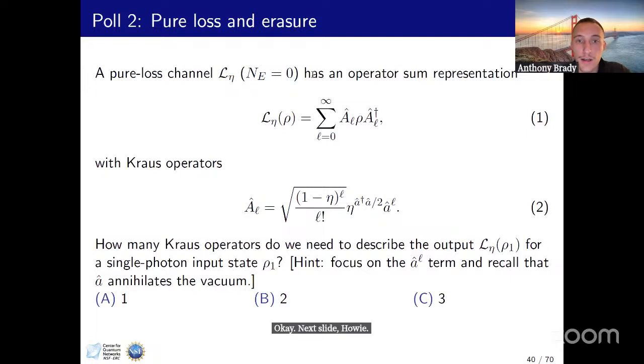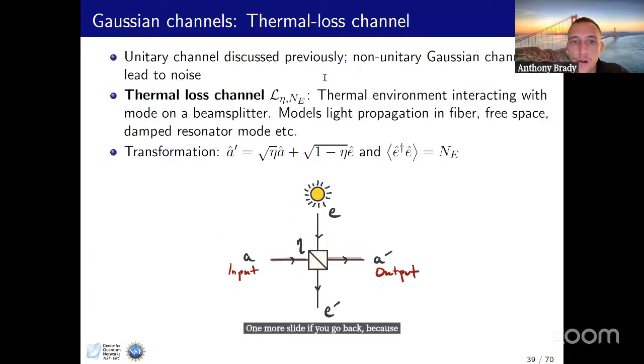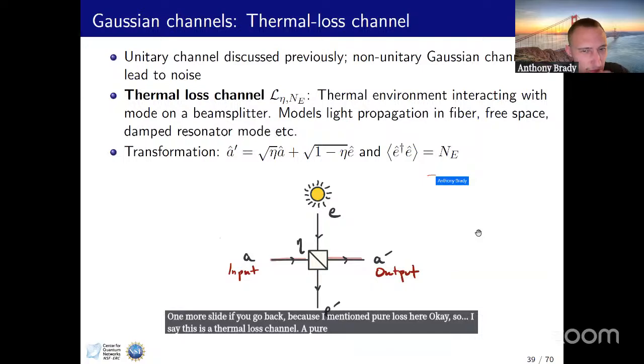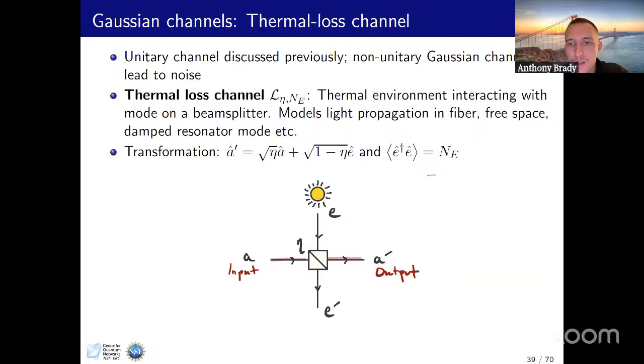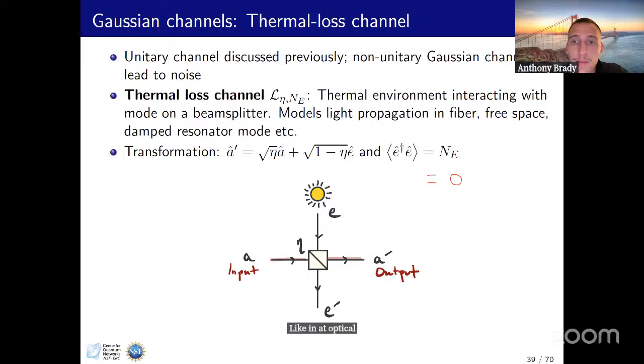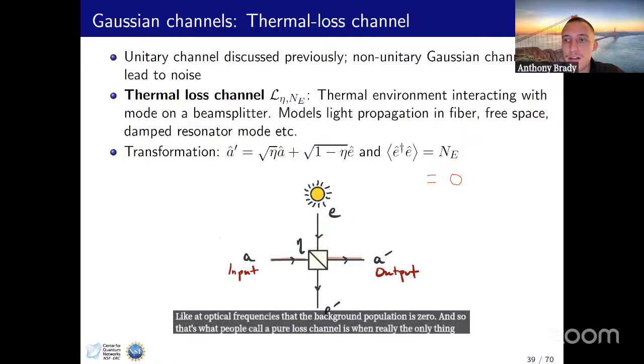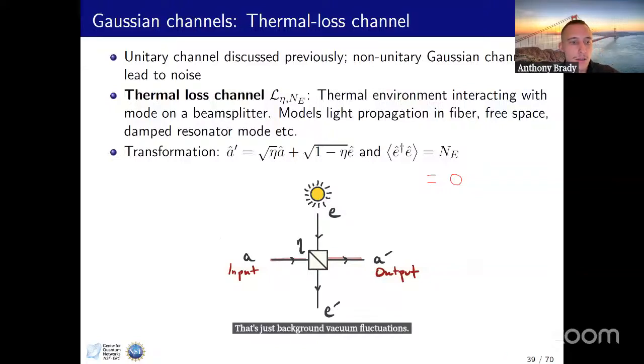Pure loss. Okay, so this is a nice little question. We had a thermal loss channel before. Actually, let's go back just one more slide, please, because I mentioned pure loss here. Okay, so I say this is a thermal loss channel. A pure loss channel is when the environmental modes are approximately vacuum. So N_E here is like the temperature being so low, or you can think of the frequency of the fields being so high, like in optical frequencies, that the background population is zero. That's what people call a pure loss channel, when really the only thing leaking in is the background environment. It's not a thermal state. It's just vacuum fluctuations. Okay. So that's clarified. Next slide, please.